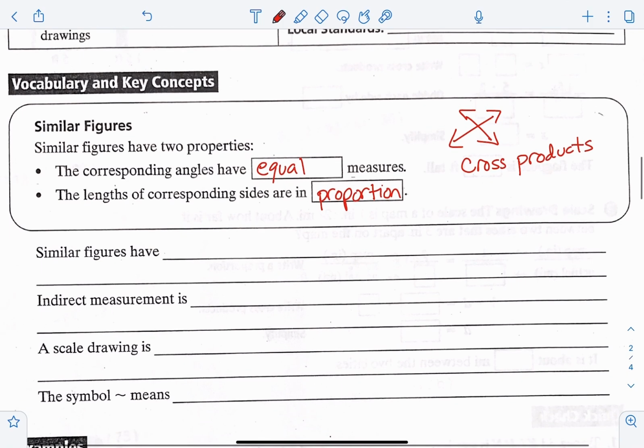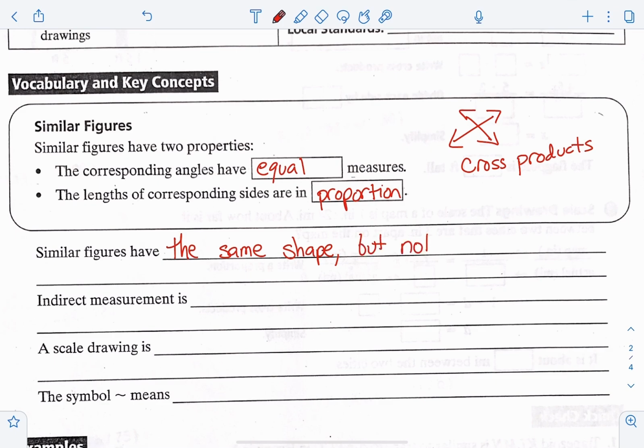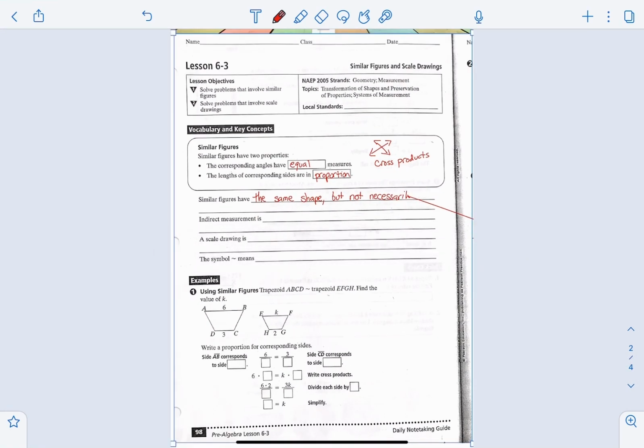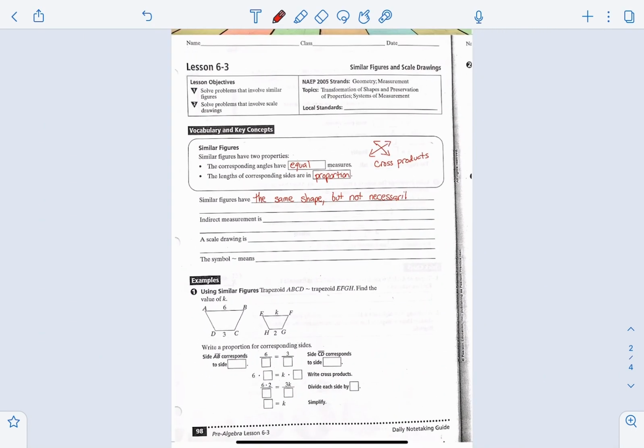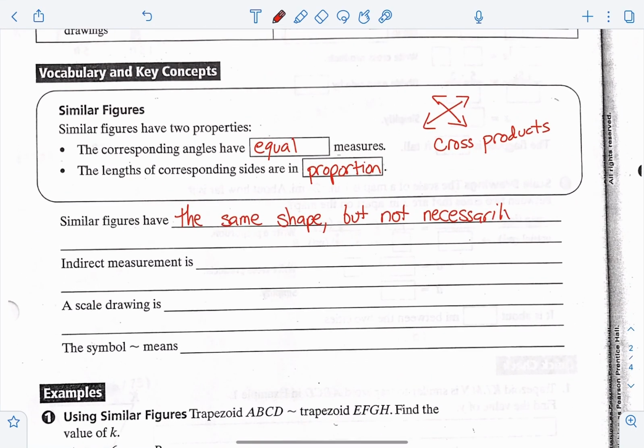All right, similar figures have the same shape, but not necessarily the same size.